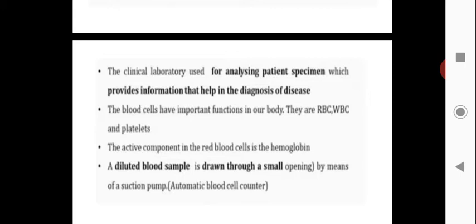Blood cells have important functions in our body. They are RBC, WBC, and platelets. The active component in the blood cells is hemoglobin. In the automatic blood cell counter, diluted blood is drawn through a small opening by means of a suction pump. The diluted blood is drawn through this small aperture, and from that we can find the total number of red blood cells crossing the aperture.